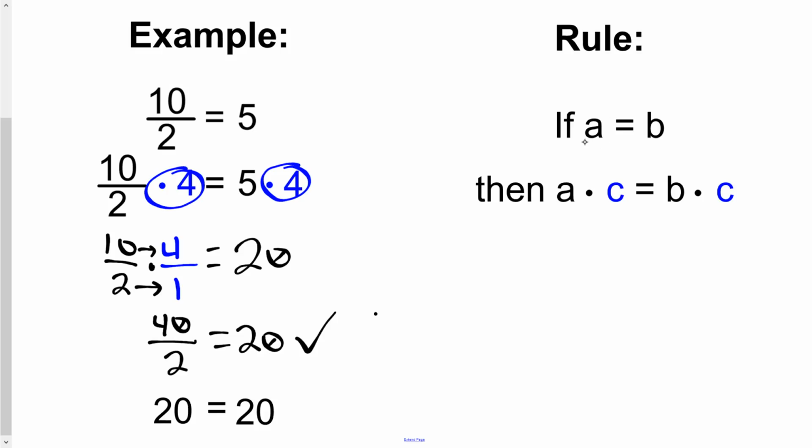The rule of this is just if I have an equation like this, that means it's balanced. A equals b. If I multiply both sides by c, then it still remains equal. So let's take a look at an example of using this tool.